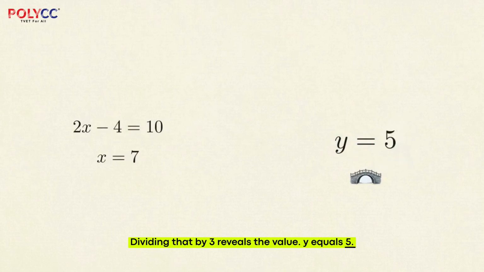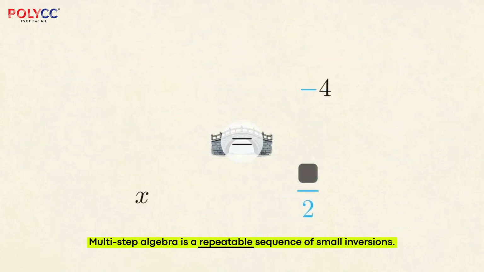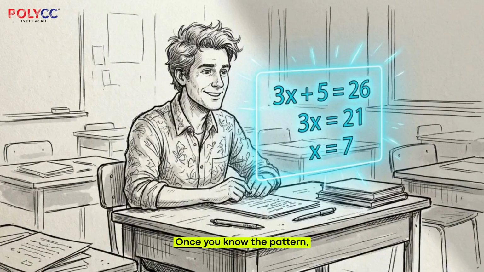y equals 5. Multi-step algebra is a repeatable sequence of small inversions. Once you know the pattern, you can solve almost any basic equation.